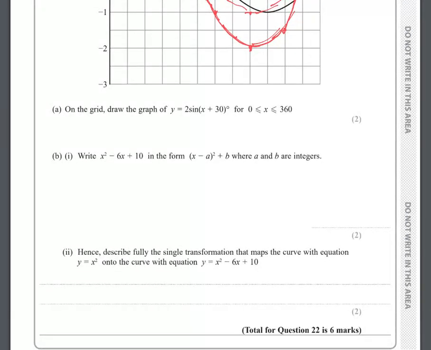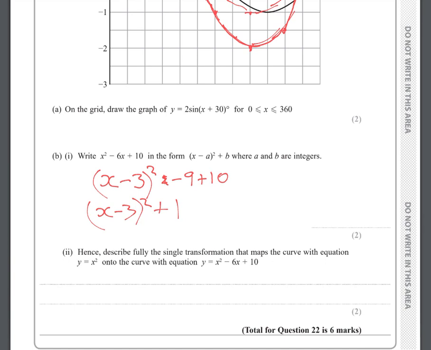Right. x squared minus 6x plus 10 in the form of this. So that's completing the square. So that's going to be x minus 3 squared. Got to take away 9 because it's going to add on 9 and then add on 10. So that's x minus 3 squared plus 1.